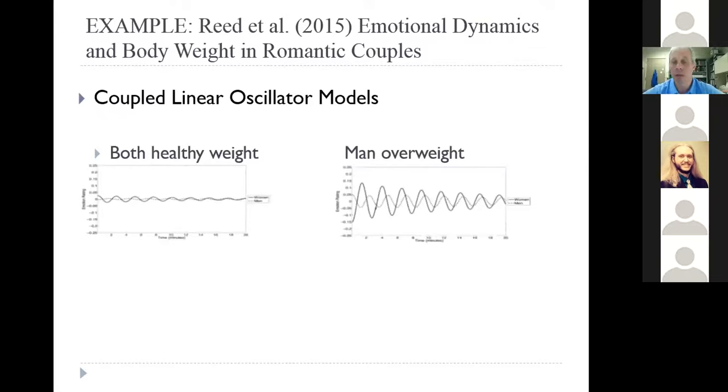It just isn't that big of a problem to talk about health-related issues when both are healthy weight. When the man is overweight and the woman is not, you see that there are more emotions occurring. It's oscillating over the course of the episode, but there is the synchronization and there is a dampening process over the course of the conversation.